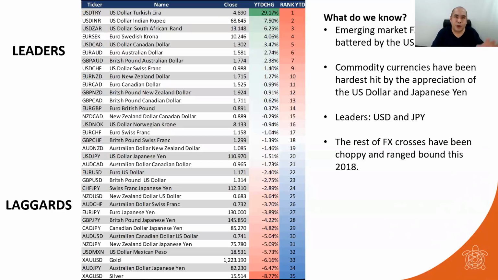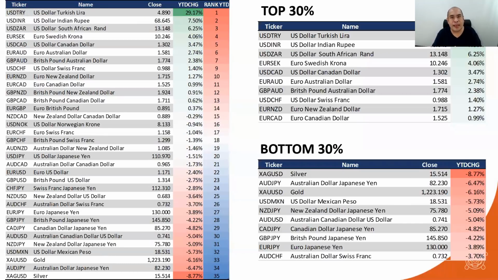No need for you to run your trading filters on all 35 stocks or on all 35 FX pairs. You can actually carve out just the top 30%, for example, and the bottom 30%. So you should be long the top 30%. So Turkish USDTRY, USDINR, USDZAR, EURSEK, USDCAD, up to EURCAD. Those are the things that you should have been long on a year-to-date basis.